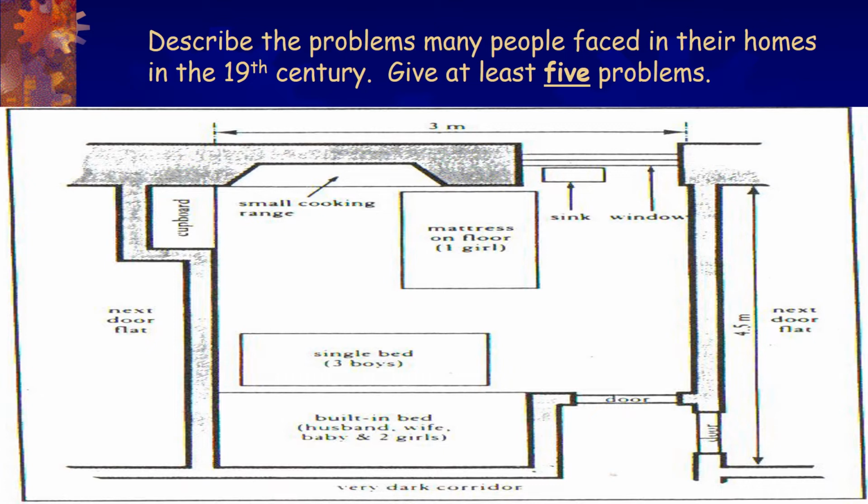So it says here, describe the problems many people face in their homes in the 19th century. Give at least 5 problems. Well, we could see that, yes, there is one window, but that's it. There's one sink to share for all those people. There's no shower. There's no indoor toilet. There's a small cooking area. There's only one cupboard for space, so there's a lack of space. There's only one door, so there's huge issues here.